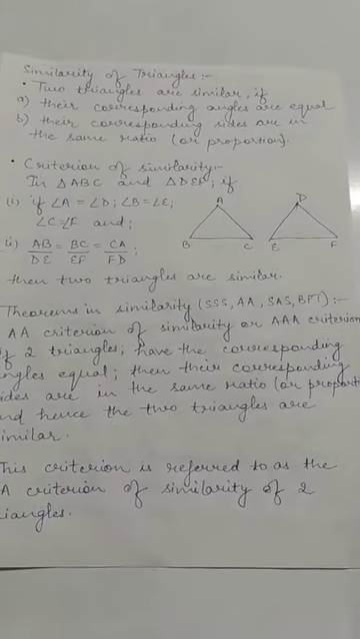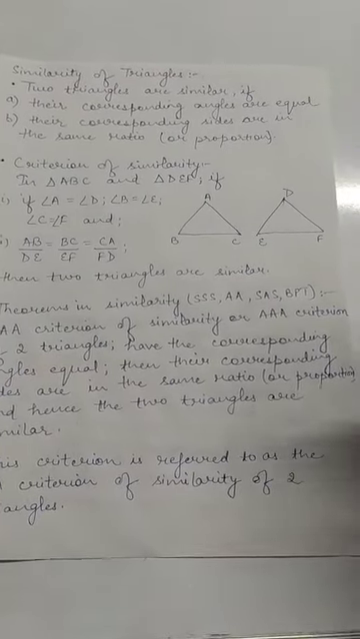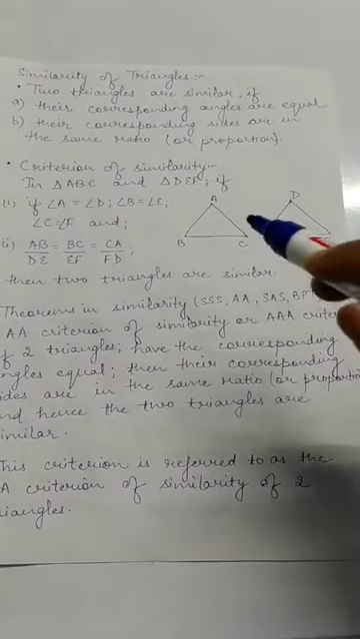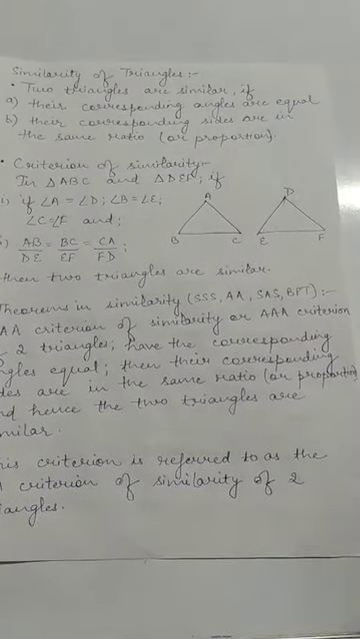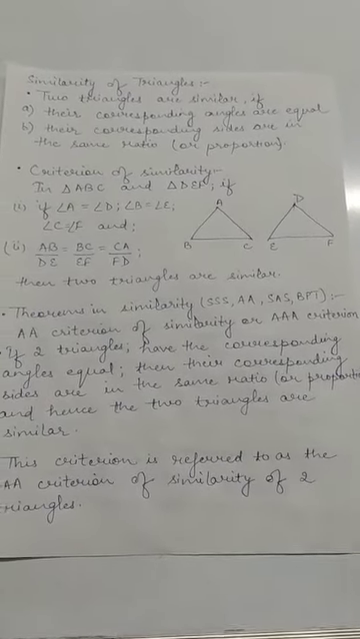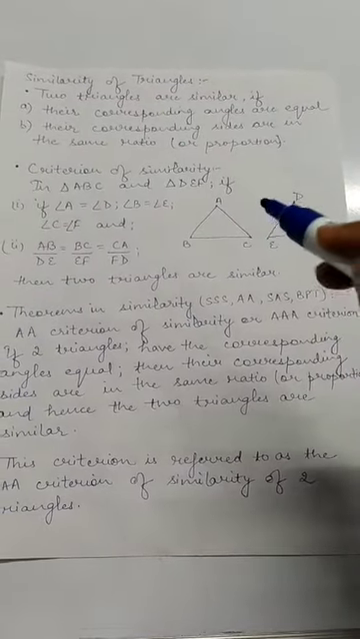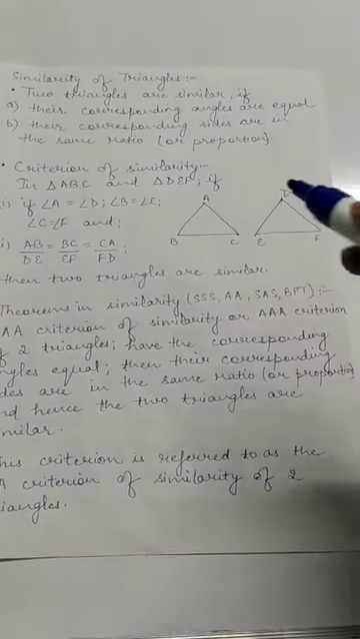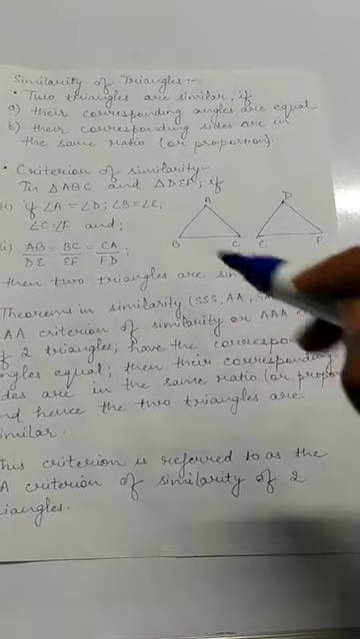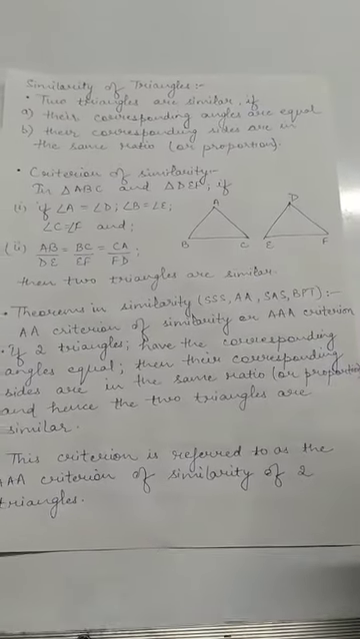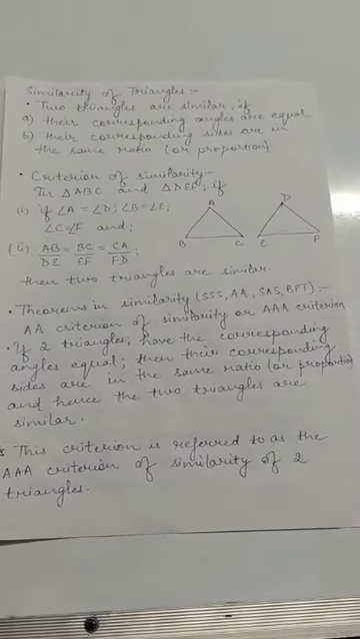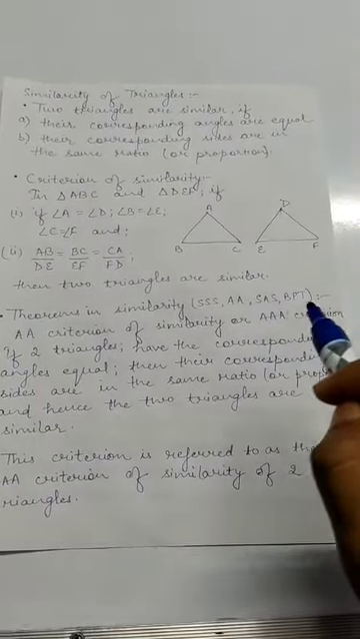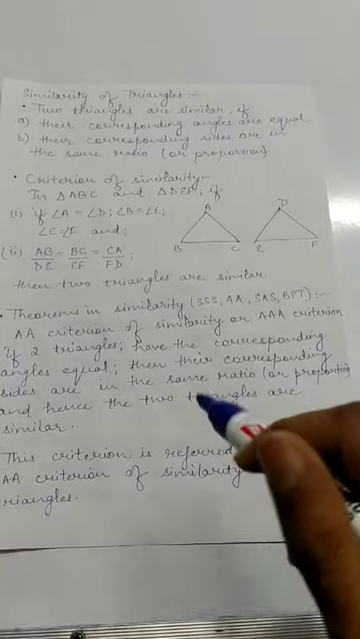Similarity of triangles. Two triangles are similar if their corresponding angles are equal and their corresponding sides are in the same ratio. So the criteria of similarity is, if triangle ABC and triangle DEF are drawn, as I have already told you, the corresponding angles are equal and the ratio of their corresponding sides are also equal, that is AB upon DE equals AC upon DF equals BC upon EF. So the two triangles are similar. Now there are some theorems related to the similarity concept, that is SSS, AA, SAS, BPT, Pythagoras and so on.